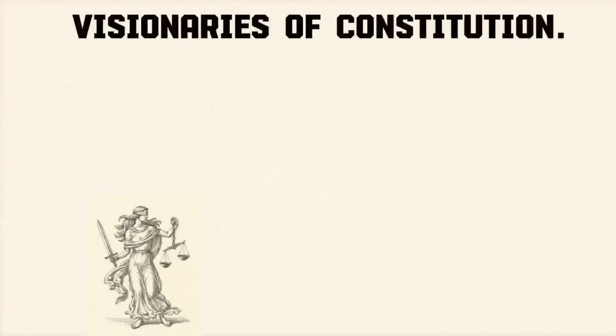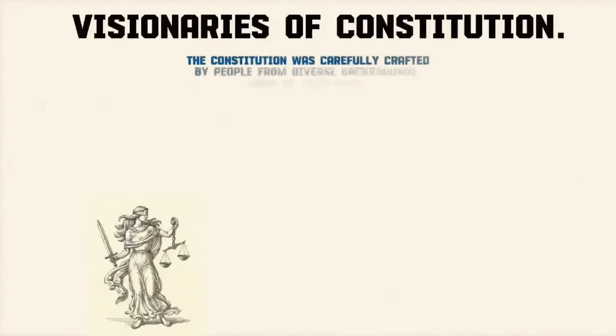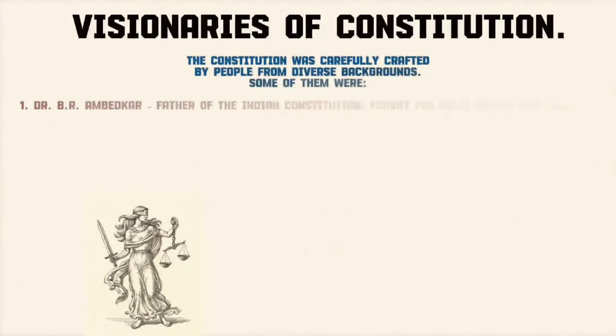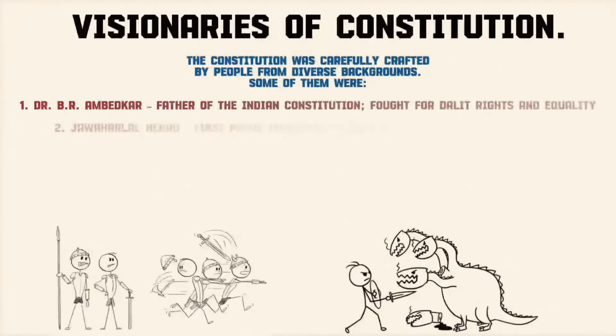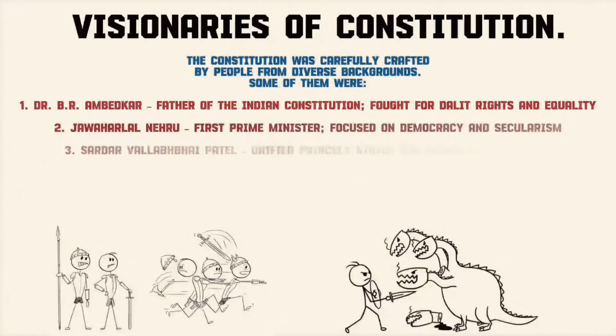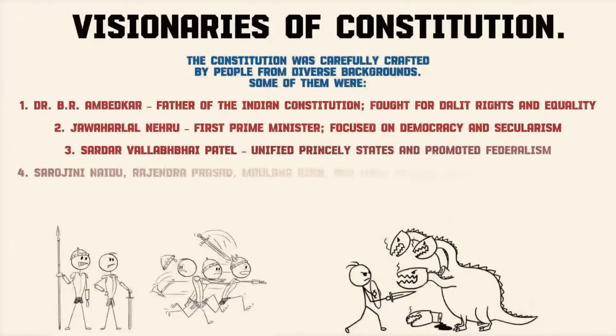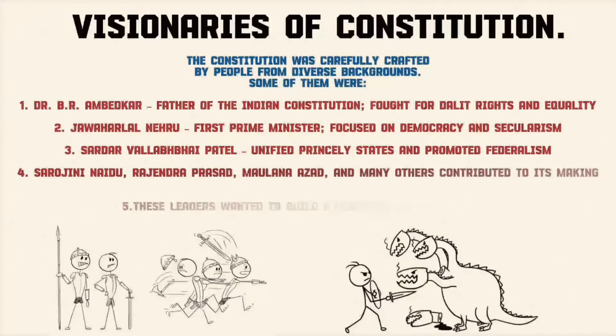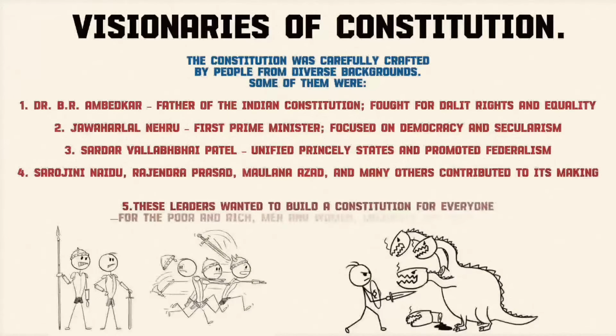Visionaries of the Constitution. The Constitution was carefully crafted by people from diverse backgrounds. Some of them were Dr. B.R. Ambedkar, father of the Indian Constitution, fought for Dalit rights and equality. Jawaharlal Nehru, first Prime Minister, focused on democracy and secularism. Sardar Vallabhbhai Patel, unified princely states and promoted federalism. Sarojini Naidu, Rajendra Prasad, Maulana Azad, and many others contributed to its making. These leaders wanted to build a constitution for everyone, for the poor and rich, men and women, majority and minority.